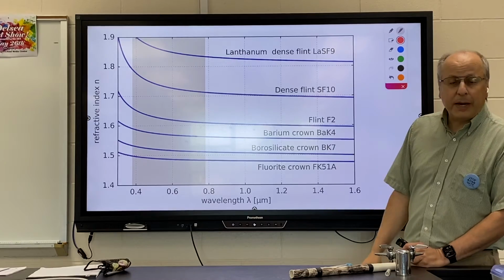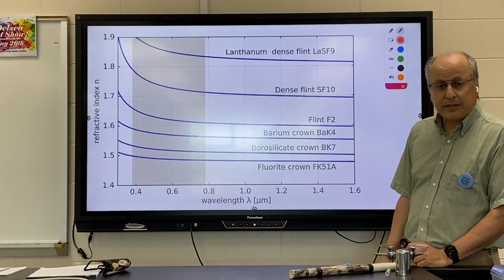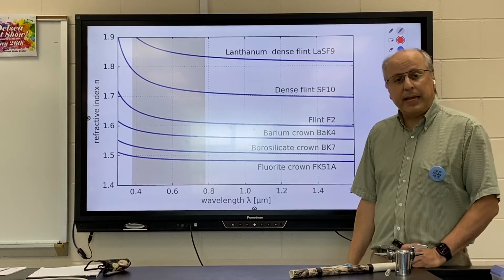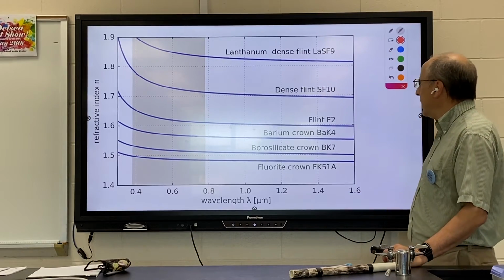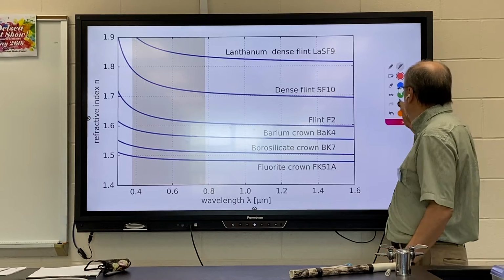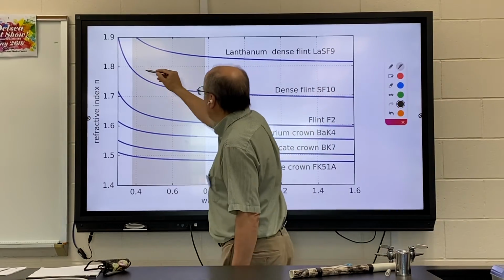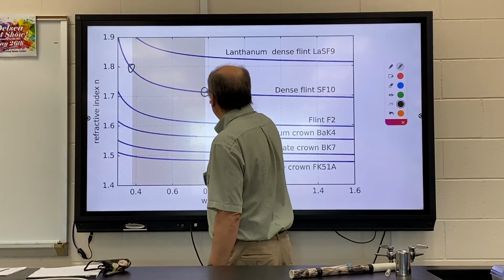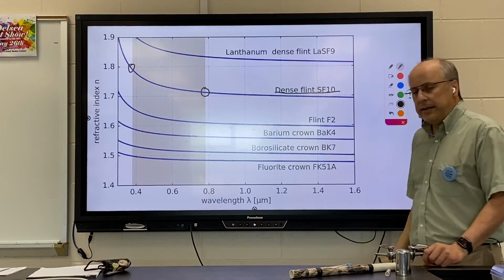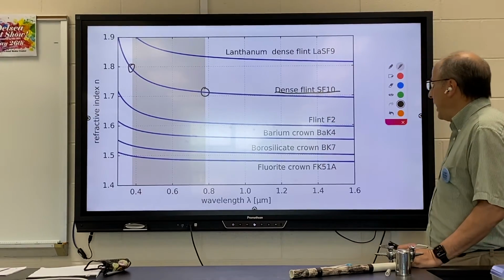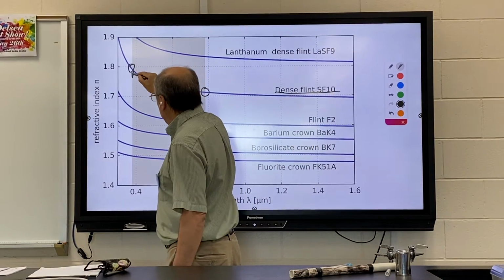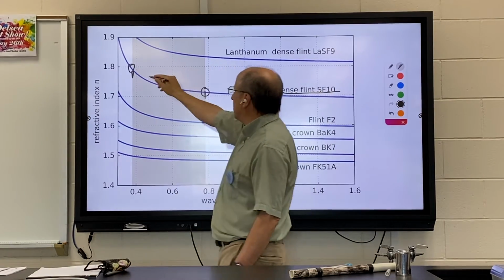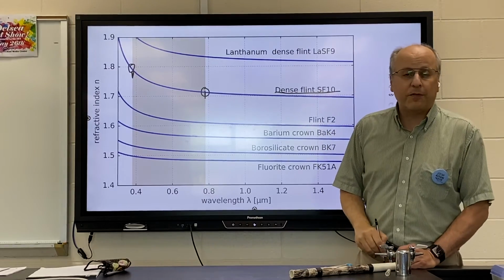You can avoid it by choosing the right kind of glass. You can't totally eliminate this effect, but you can limit it. Okay, so if you're looking at these different types of glass, you definitely would not want to use this curve. This is dense flint glass, and if you notice, visible light runs from here to here, and you can see it's a dramatic change in refractive index.